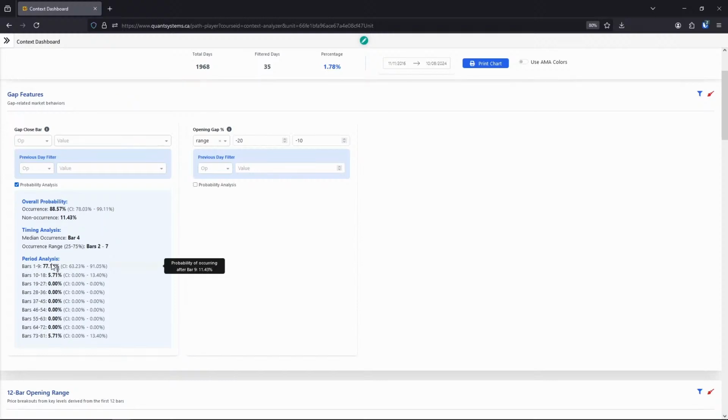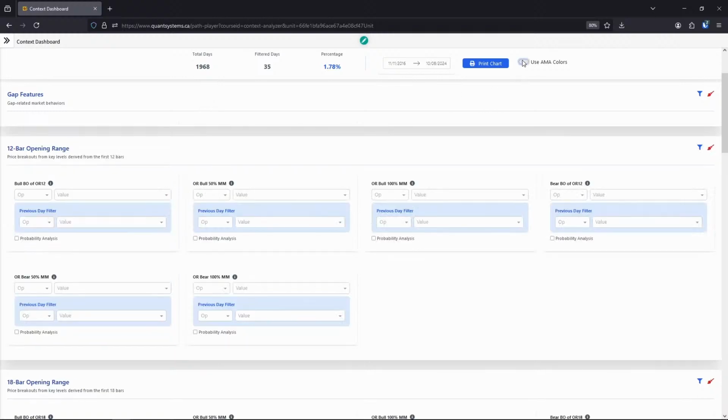The probability is highest on bars 1 to 9, but again, this is closer to a 30% variability in this band. What's interesting though is that we see this is the highest, and then the next period, and then the last, right? None of those 35 days closed the gap between bars 19 and 72. So this tells us something, or should tell us something, about the type of day and the day structures that might develop. Just intuitively seeing that this is the probability distribution for this data set.